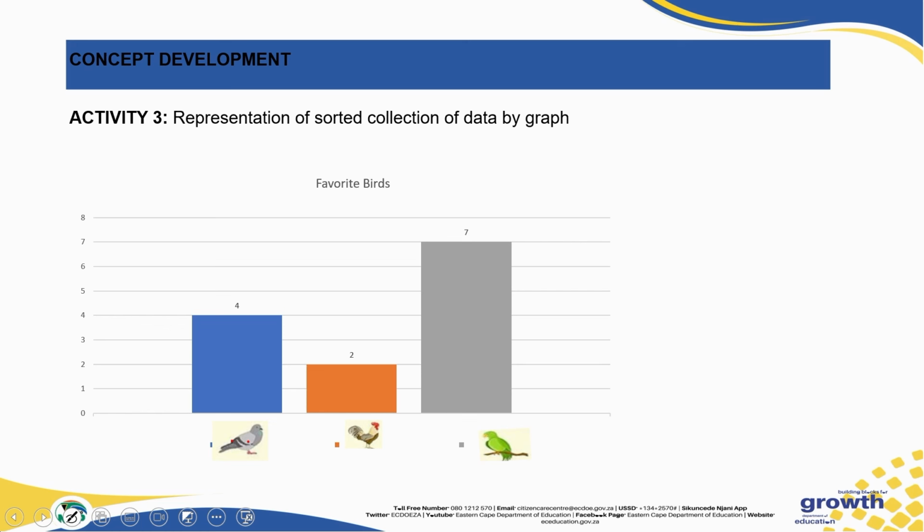On this side, we have numbers. Our numbers count from 0 up to 8. And then across, we have these types of birds. Here is our pigeon. Here is our rooster.